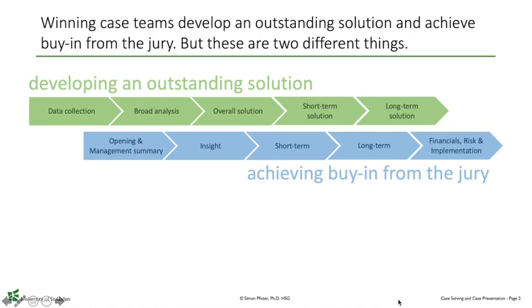So the structure of these 6 videos is actually twofold. In the first part, we will look at the green arrows, which is basically developing a solution. So what is the thinking process that we have to go through to develop an outstanding solution? And after we have developed the solution, we actually have to start a second process, coming up with how to present these ideas or these suggestions so we actually achieve the buy-in from the jury.